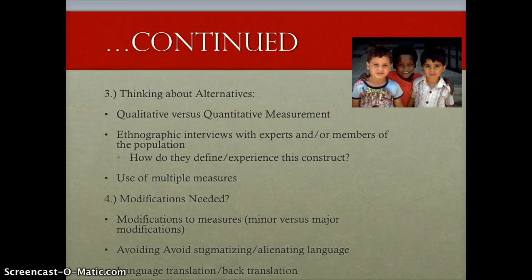And then thinking about alternatives, so we can ask things qualitatively versus or in addition to quantitatively. We can use multiple measures, of course. And then, we don't want to cherry pick in terms of, I like these certain numbers, but we can make minor modifications. So for example, in my work, after piloting the measure, which I'll talk about briefly in a second, I made the modification from Anglo to white people because that's the term that adolescents preferred.